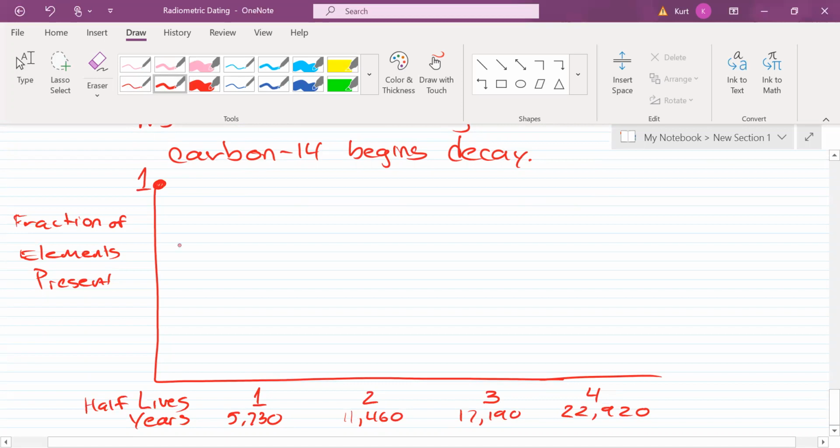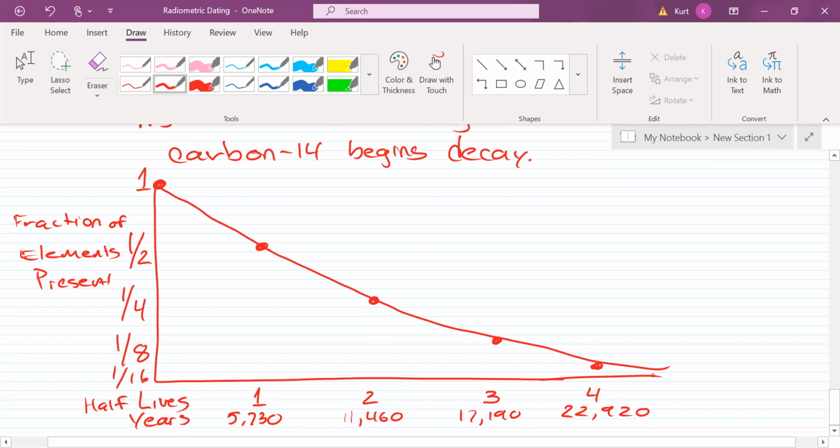Okay? When you get down to half of your original amount remaining, 1 half-life has passed. When you get down to 1/4 of your original amount remaining, 2 half-lives have passed. When you get down to 1/8 of your original amount remaining, 3 half-lives have passed. And I could just keep going. 1/16, 4 half-lives. So as we go forward in time, the amount of carbon-14 that remains in our remains is much, much smaller.